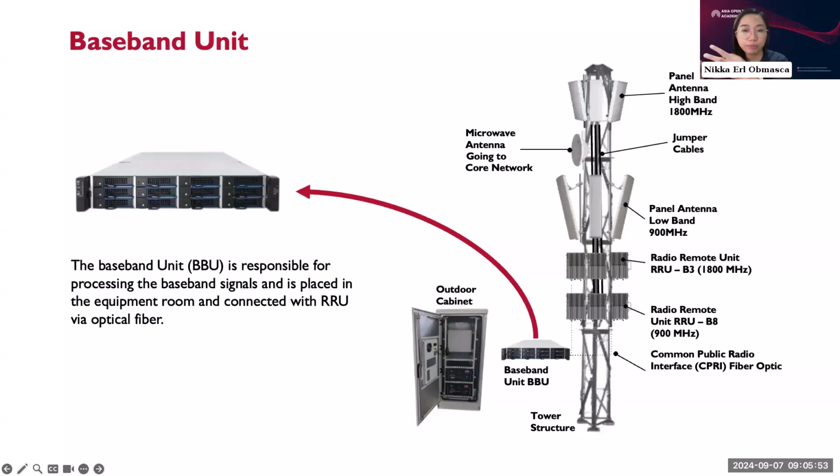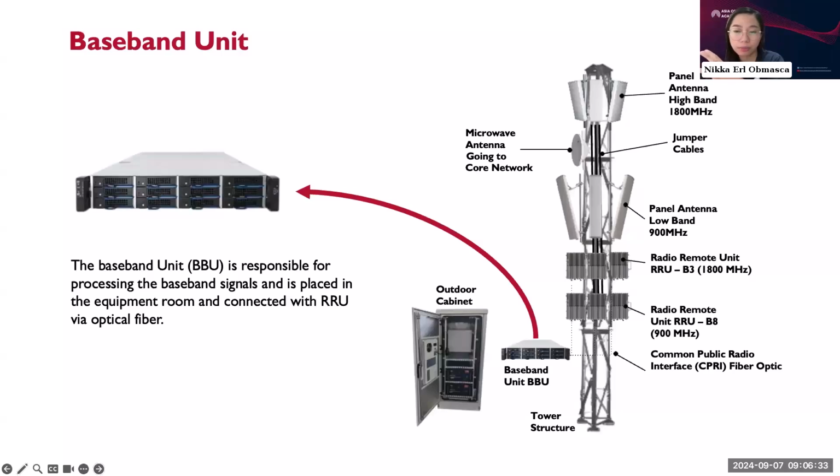So, ano ba yung pina-perform niyang mga functions niya? So, one is signal processing and the other is control function. So, yung BBU natin, pina-process niya yung digital data that comes from the core network and prepares it to be sent out as a signal through the RRU and the antennas. It also takes yung signals natin from our mobile devices, converts them back into digital data and sends them to the core network.